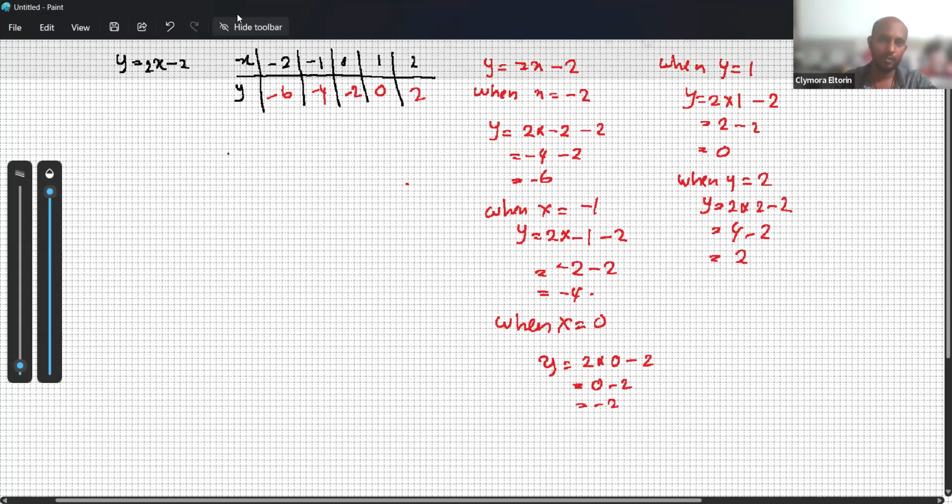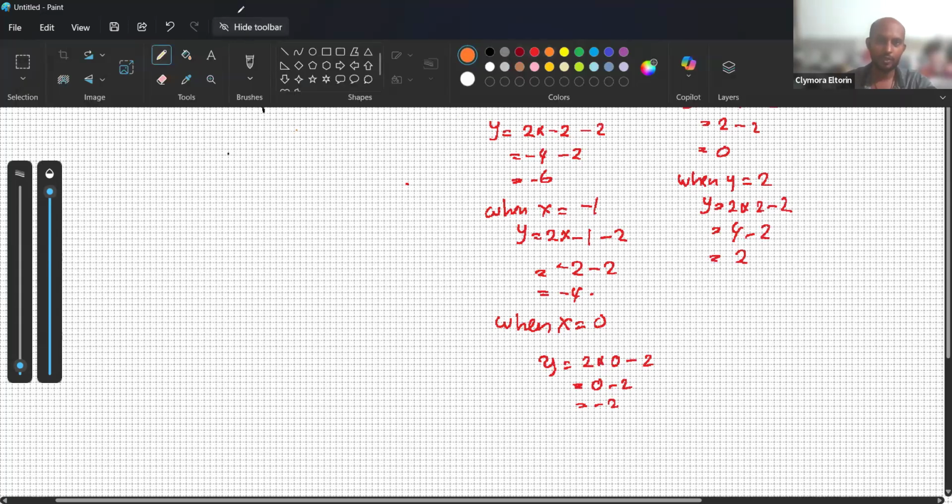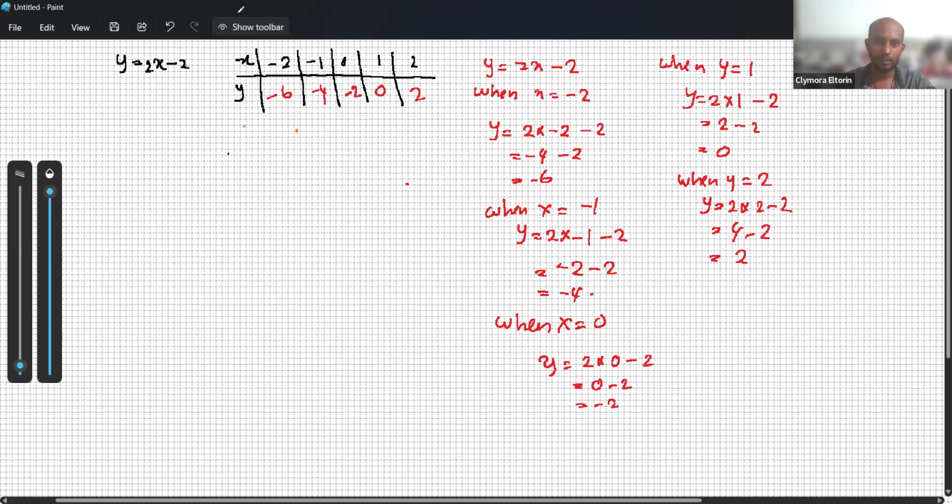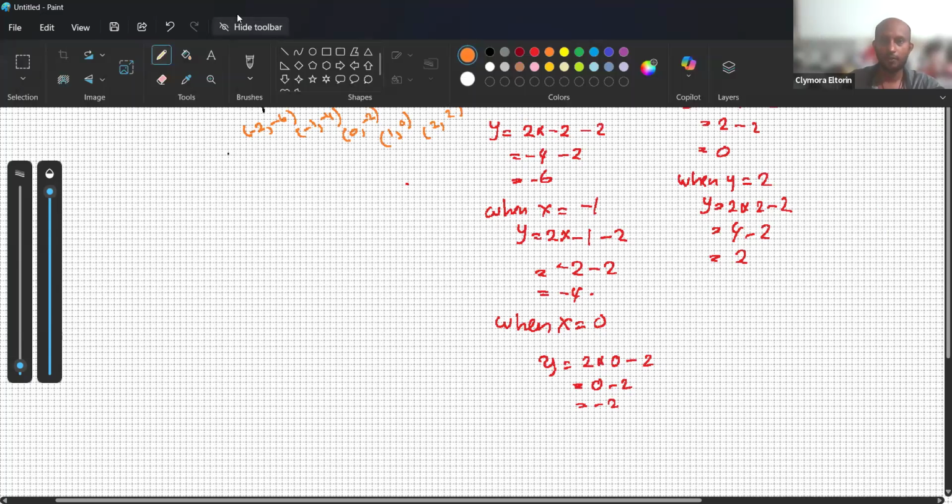Okay. What are the ordered pairs now? The Cartesian coordinates: here, minus 2 and minus 6. This one, minus 1 and minus 4. Here, 0 and minus 2. Here, 1 and 0. This one, 2 and 2. Okay, these are the ordered pairs. Let's see how to plot the graph of this.